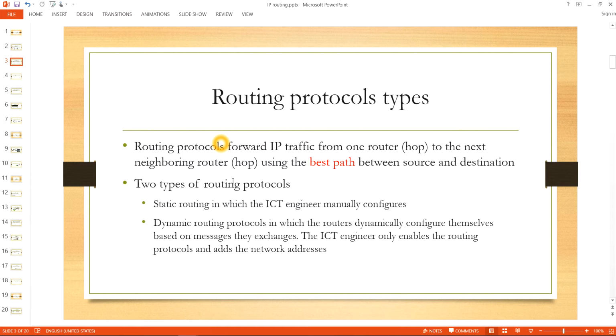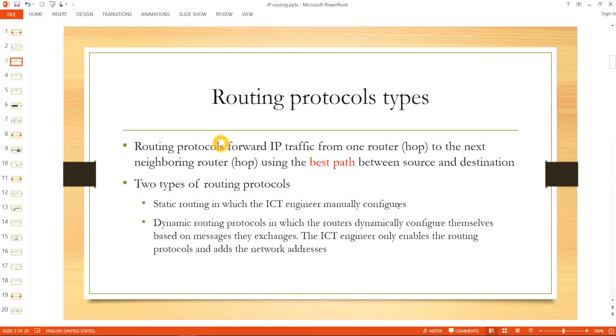In that sense, we have two types of routing: static routing and dynamic routing. Static routing is where the ICT engineer manually configures the routes. This means you always have the best path configured by the ICT engineer, whereas in dynamic routing, routers dynamically choose the best path. The role of the ICT engineer in dynamic routing is only to enable the routing protocol and add the destination networks. But it is the job of the dynamic routing protocol to determine the best path.